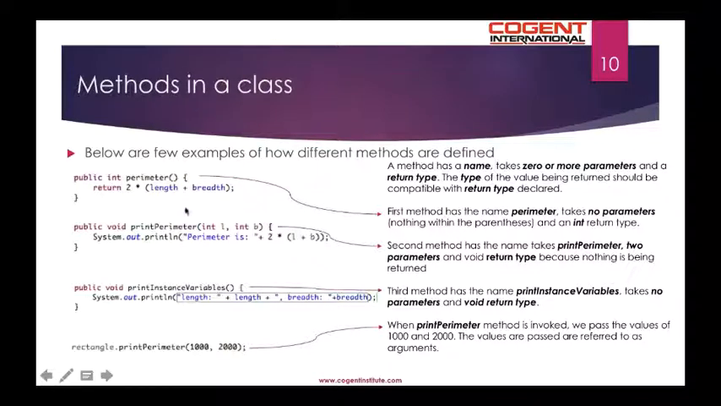The first method has the name perimeter, takes no parameters, nothing is within the parentheses after the method name, and has an int return type. The second method has the name printPerimeter, takes two parameters, and has a void return type because nothing is being returned. The third method has the name printInstanceVariables, takes no parameters, and has a void return type. When the printPerimeter method is invoked, we pass the values of 1000 and 2000. The values that are passed are referred to as arguments.